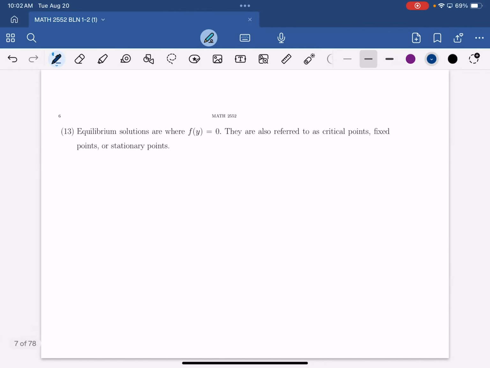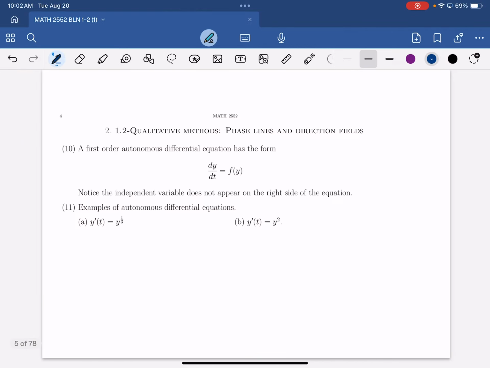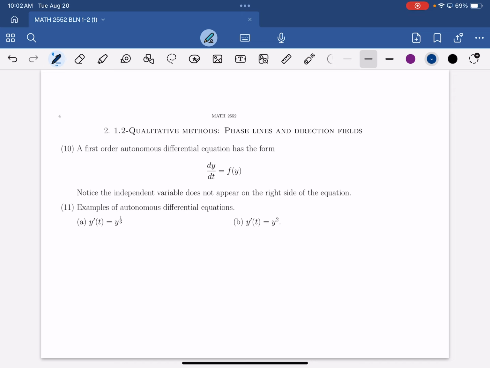Now that we introduced the terminology, let's go back to this. So what is the first order? You know what is first order? The highest derivative is 1. Autonomous differential equation will be of the form y prime of t equals f of y. So this is in the form of y prime equals f of y, which means the right hand side has no t in it.